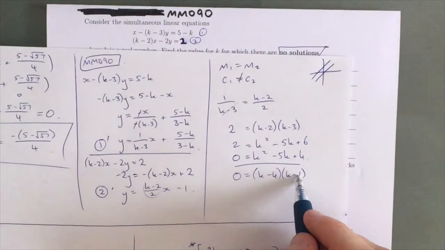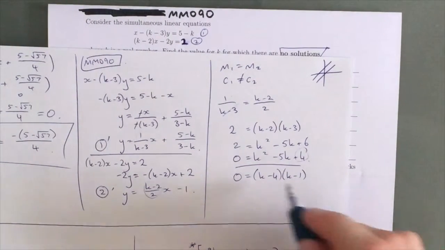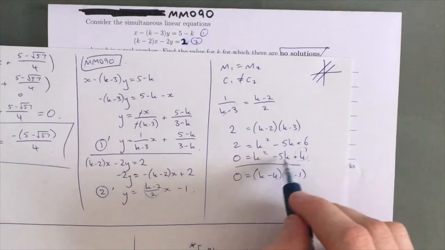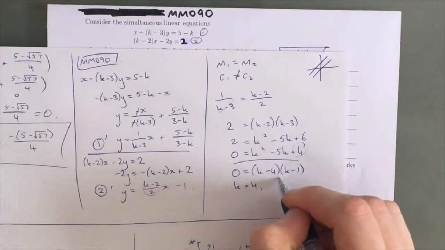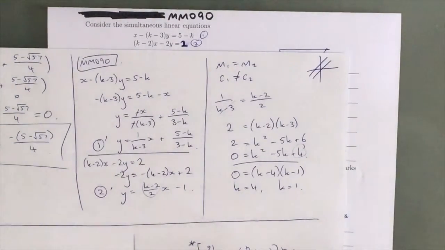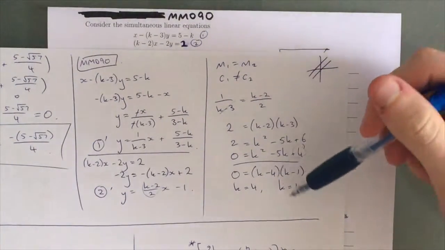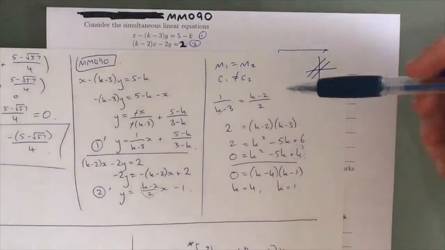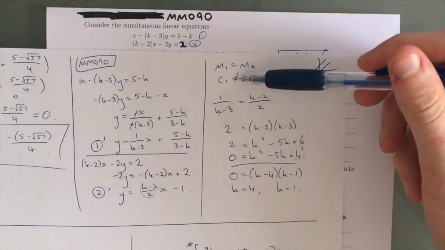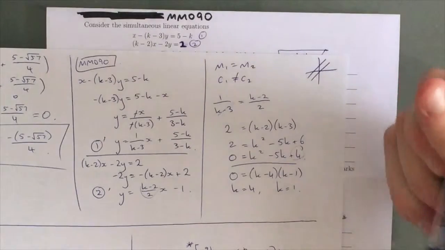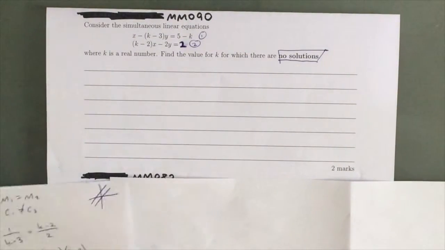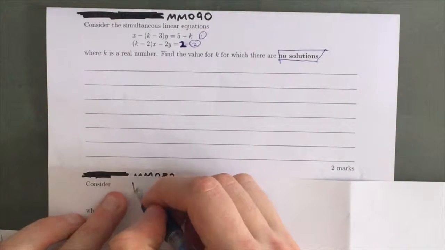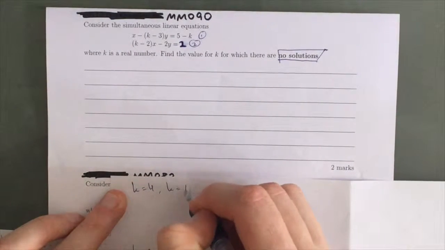Reason being, negative 4 times negative 1 is equal to positive 4, and negative 4 plus negative 1 is negative 5. Awesome. So from here, that means that k is equal to 4 and k is equal to 1. So basically, we've got the values of k that give the same gradient for both of these. And now we need to test these k values to see which one yields a different c value. So we've got k is equal to 4 and k is equal to 1.